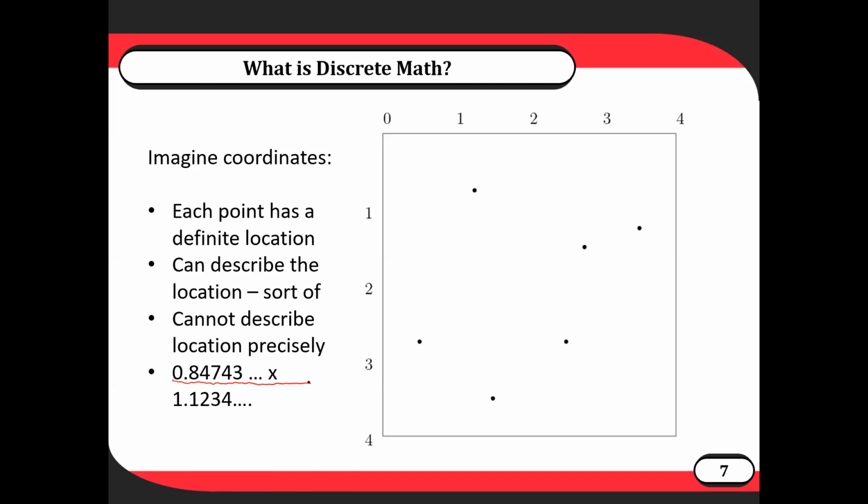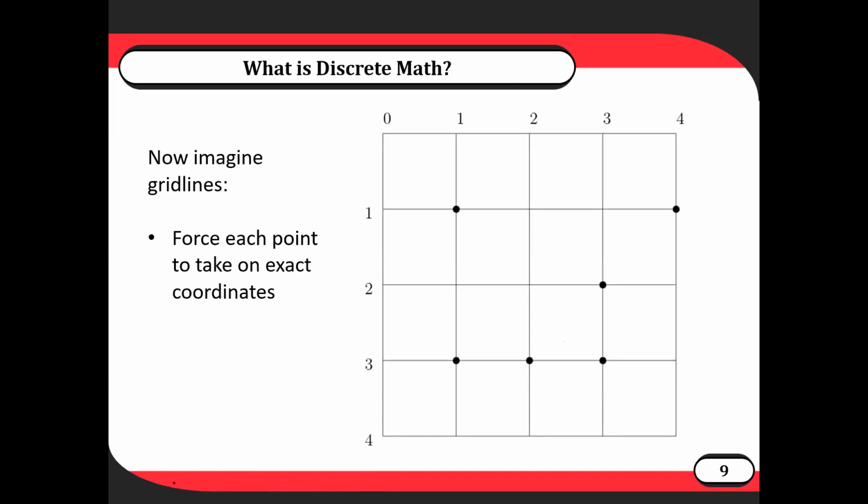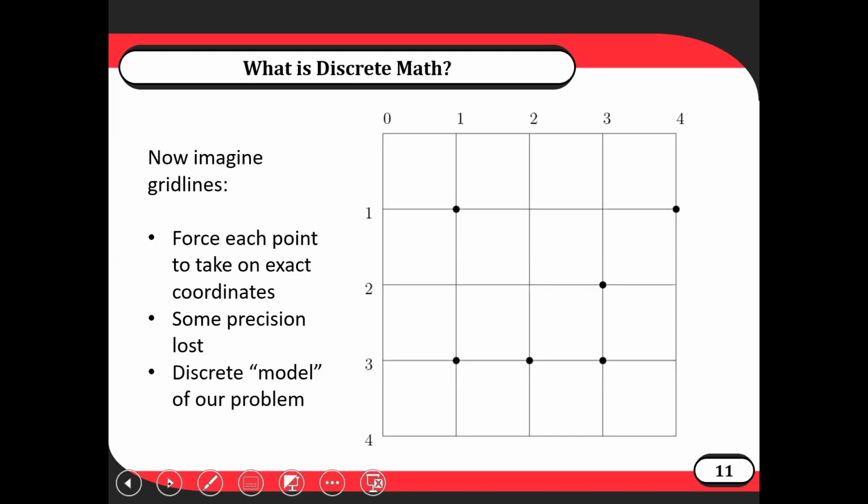By real, it means that it could have a lot of digits, and depending on the type of numbers we're working with, if they're irrational, they could have infinite digits. But we won't be working with that here. So we can't describe these locations precisely. However, if we put a grid down and then moved each of these points to some exact coordinate, we've lost some precision, but each point now has a definite location that we can work with and do some very precise things with.